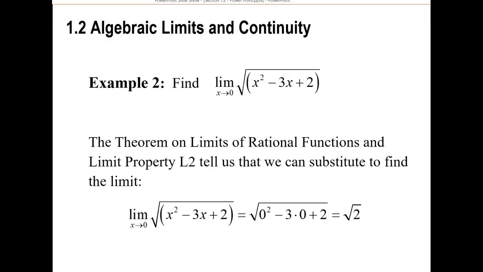So the theorem on limits of rational functions and limit property number 2 tells us that we can evaluate by substitution. So bringing the limit inside, then plugging in a 0 for all the x's. 0 squared minus 3 times 0 plus 2 ends up giving you a 2 underneath here. So that 2 underneath your square root, or the square root of 2.